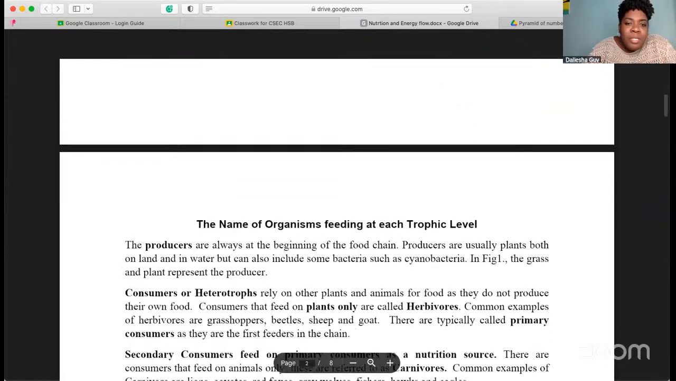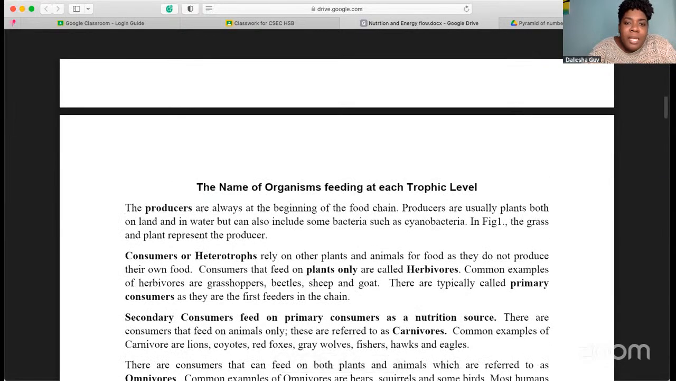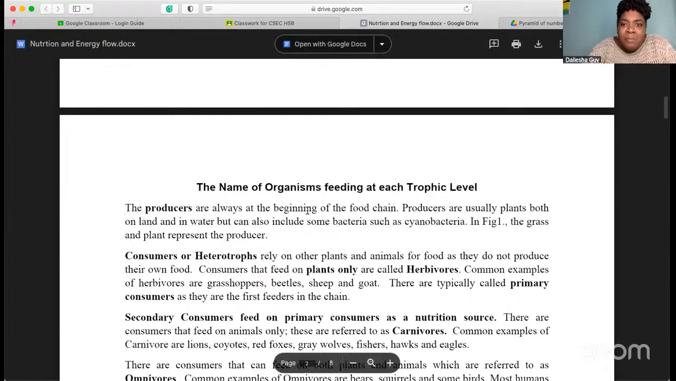So let's talk about the names of the organisms at each feeding level. As I told you before, autotrophs mean self-feeding. The levels, we call them trophic levels, right? So the first level, as we mentioned before, are our producers. They are always the first in the chain. Take a note of that. Producers are always the first in the chain. They can ask you a question: select the producer from this chain above. Remember, the producer is always first in the chain.